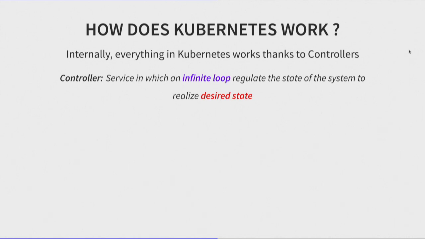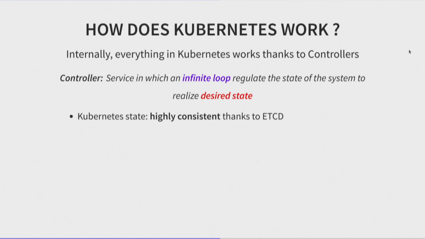So I tell Kubernetes I want to schedule some containers. Kubernetes looks at the state of the cluster. It sees the containers are not there. It looks at the desired state, and it does the reconciliation between desired state and actual state.